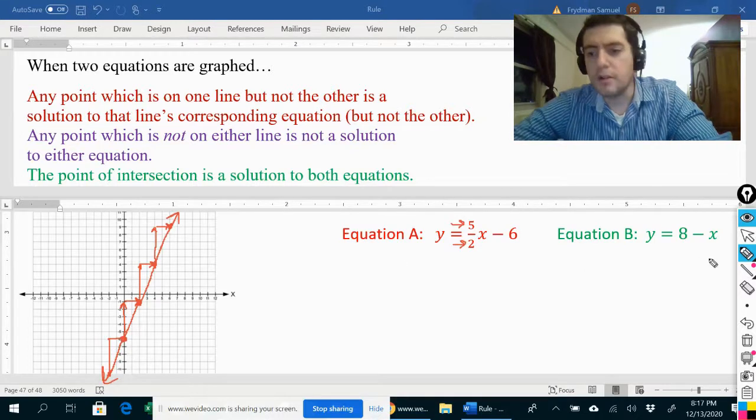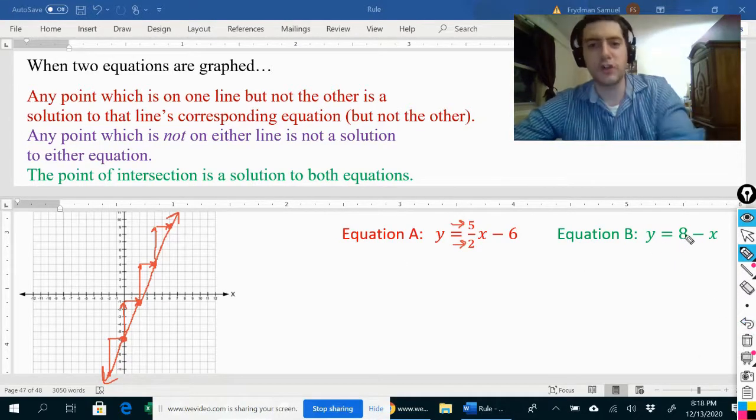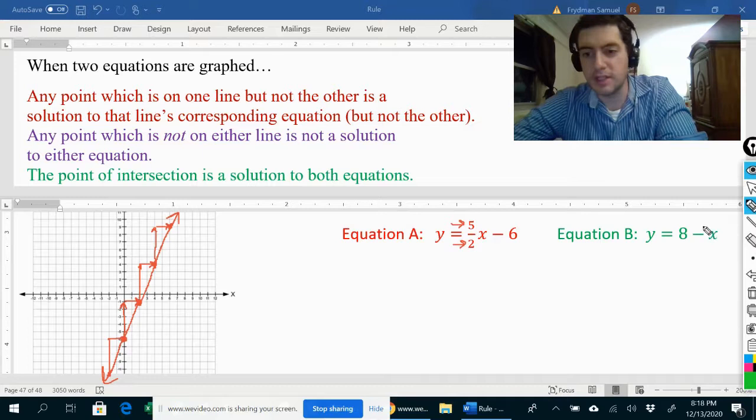Okay, now let's do the other one. Remember, it's not just the first number that is the slope. That's not correct. It's the number next to x that is the slope. So over here, the number next to x is not written explicitly. Minus x is the same as minus 1x. So the slope would be -1.